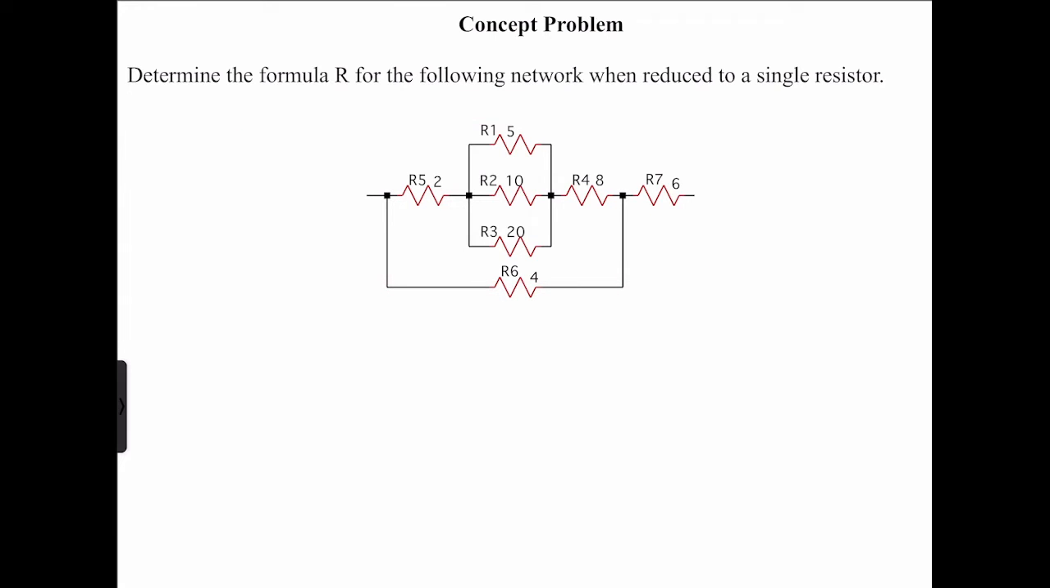So basically, we're not going to use the value of the resistance. We're going to use R1, R6, and R3, and so forth. So we're going to use the variables, the symbols that represent each resistor. So let's go ahead. We can start by combining resistors in series or in parallel.